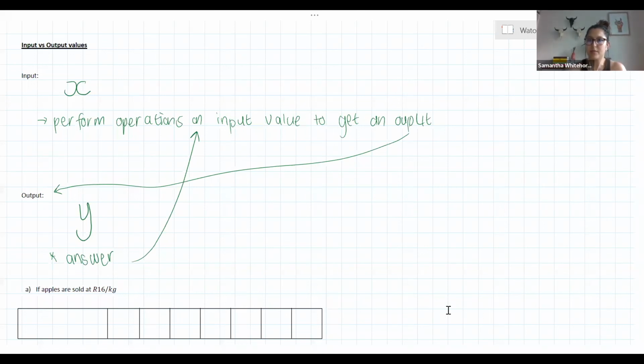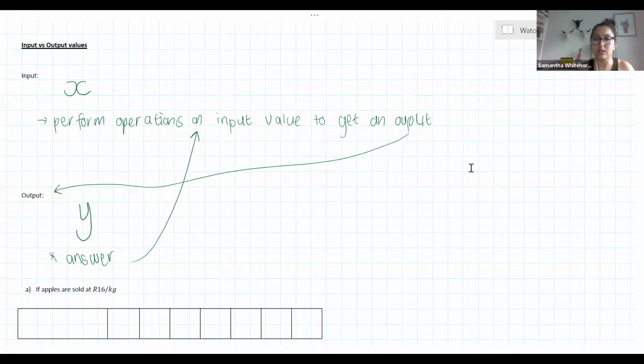Okay. Bontle, what do you think? Ma'am, you would pay 16 Rand. Okay, while I've got you here, how much would I pay for 2 kilograms? 32 Rand, ma'am. Excellent. And how did you work that out? Ma'am, all I said is since you can buy 1 kilogram of apples for 16 Rand, I just said 16 Rand times 2. That would give me 32. Excellent. Okay, so guys, these operations are what we're doing.